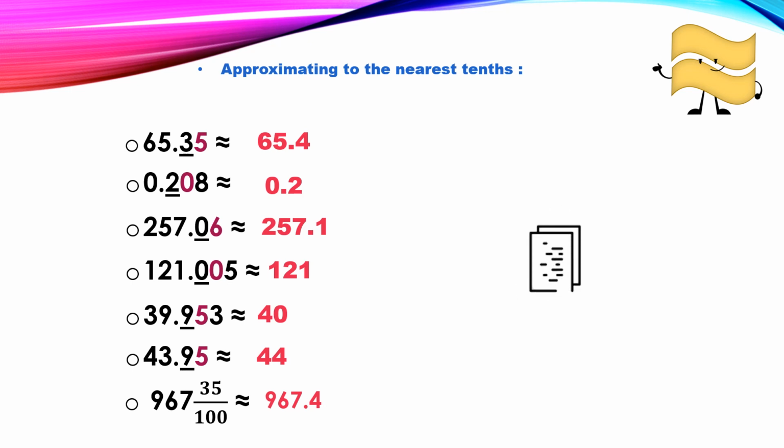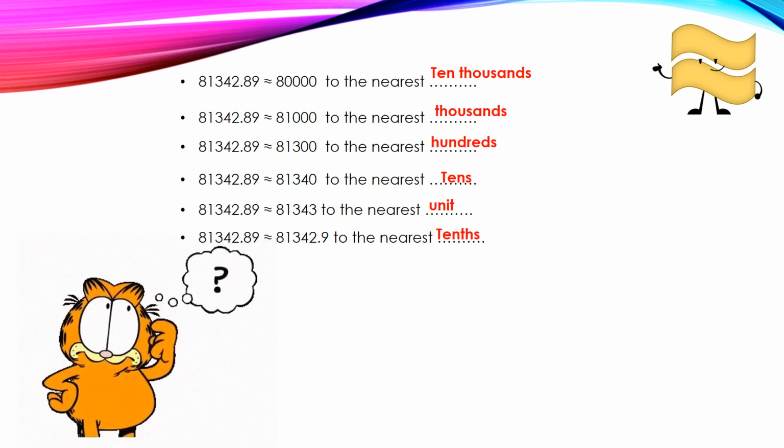The last question: convert this fraction to a decimal. The answer will be 967 and 35 hundredths. What is the digit in the tenth place? It's 3. The digit before it, 5, is rich. We will add 1 to 3, which will be 4. So the answer will be 967 and 4 tenths. Okay.